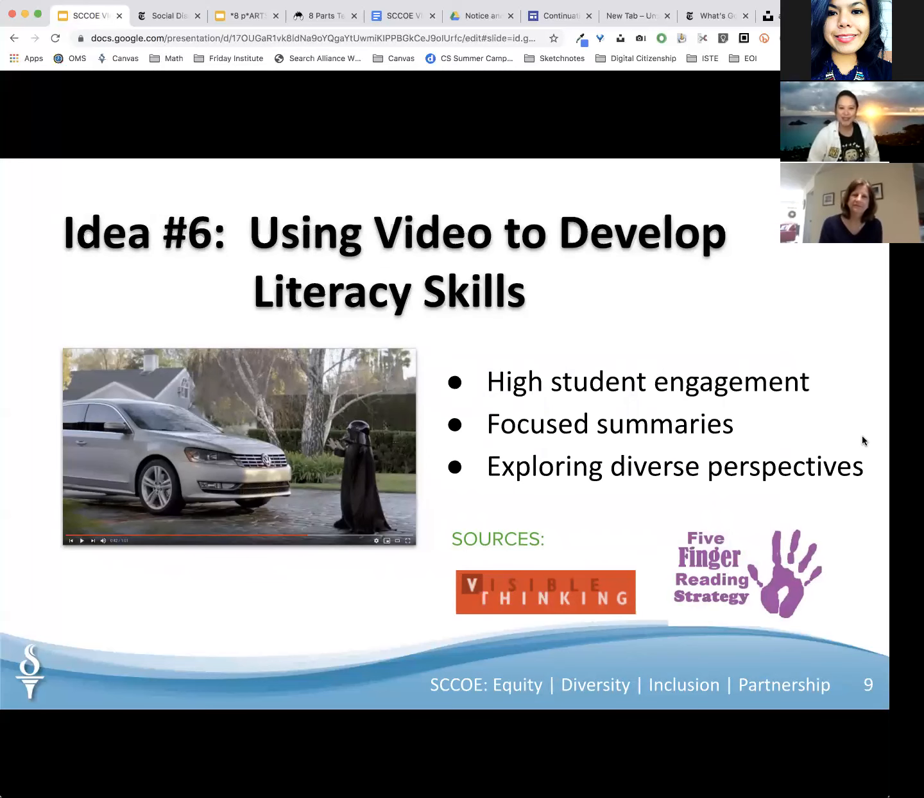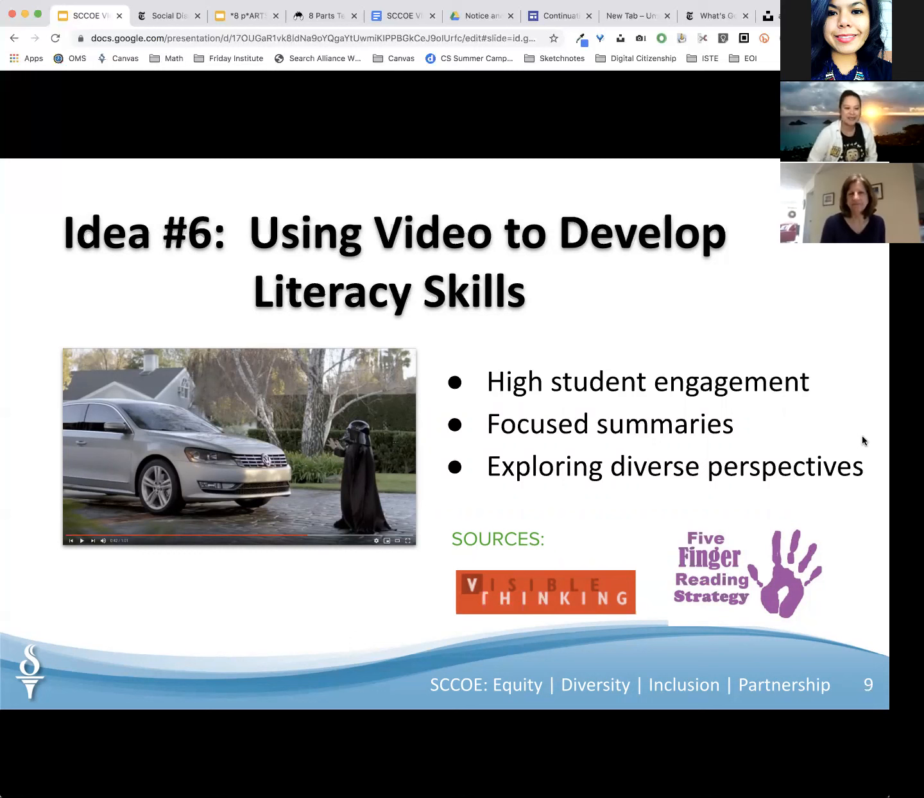All right, so we are getting into our final tip, and that is using video to develop literacy skills. We live in a time where kids are on YouTube all the time. I mean, it's not just kids. My dad is a huge YouTube fan. He's on all the time, mostly looking for really cool music artists. But why not use some of those videos in the classroom?